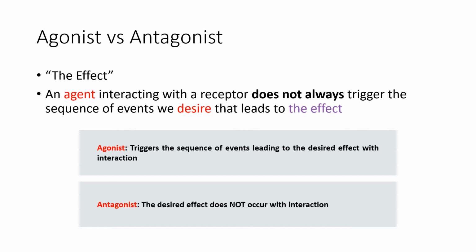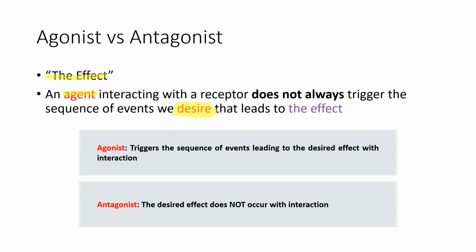So we want to define something as the effect. The effect is the defined outcome that is desired as a result of activation. Now, not all agents or ligands that interact with a receptor will trigger the sequence of events we desire. It's important that we define this effect as something that we desire because an interaction could lead to a result that is not desired.